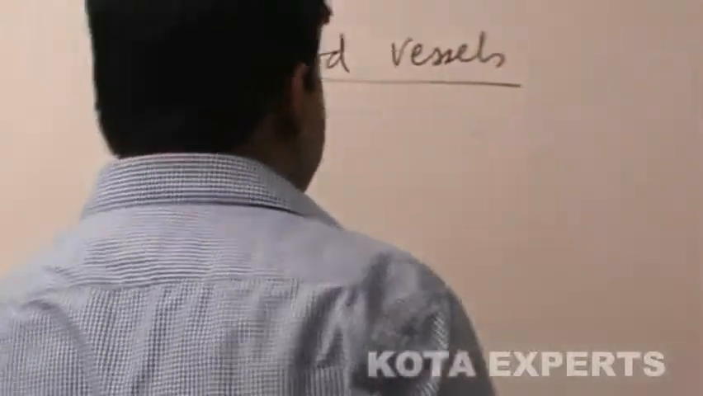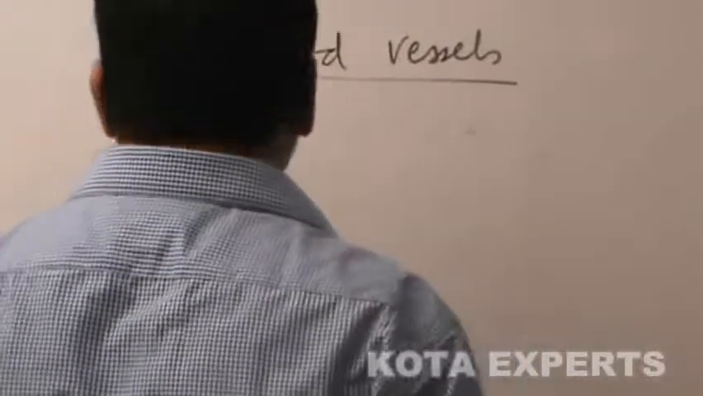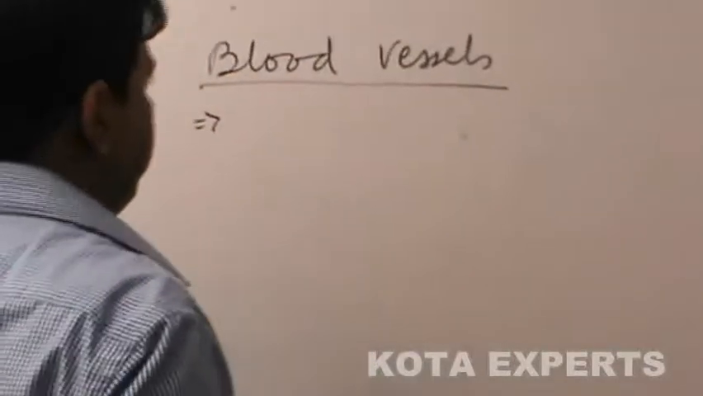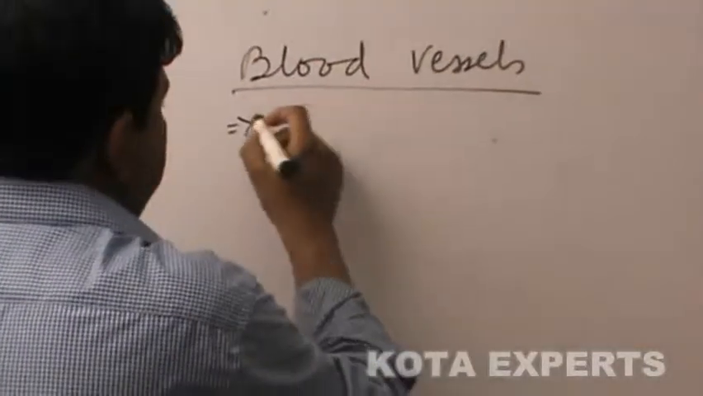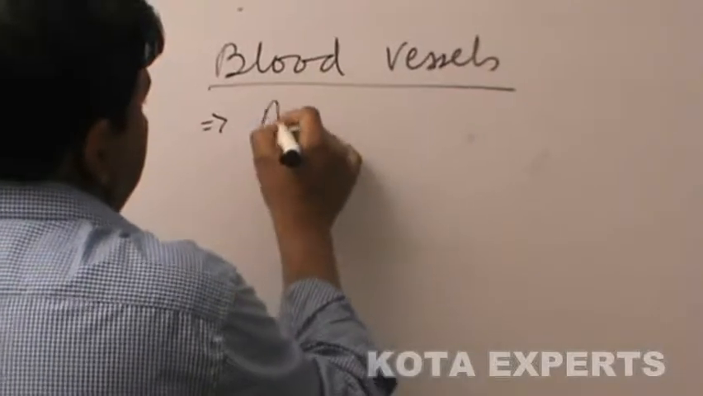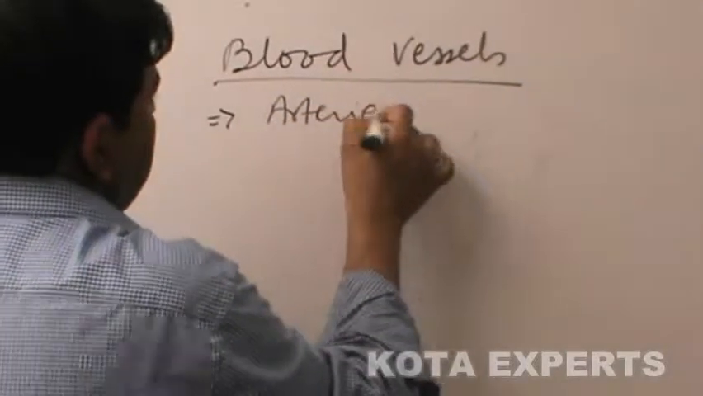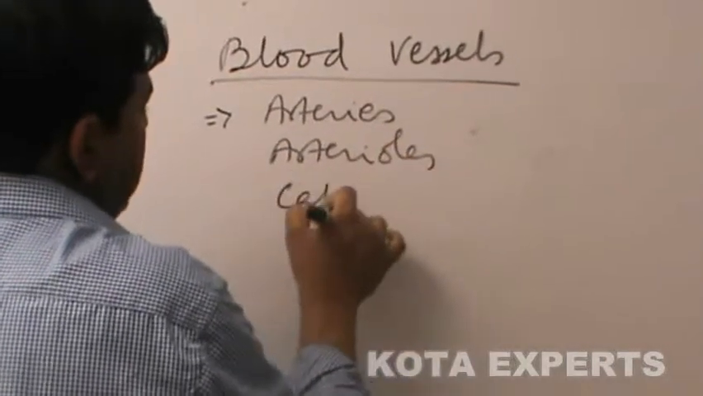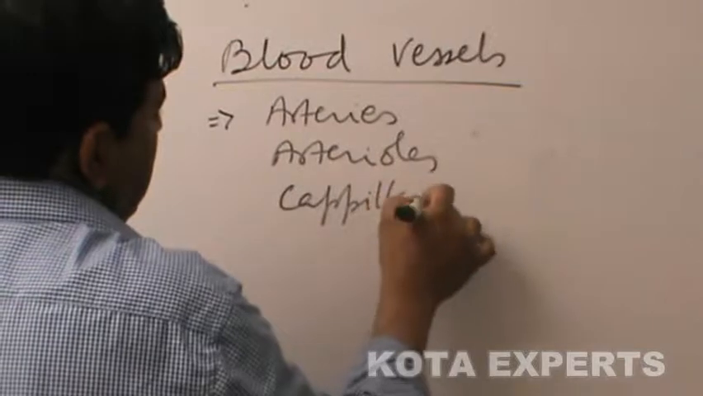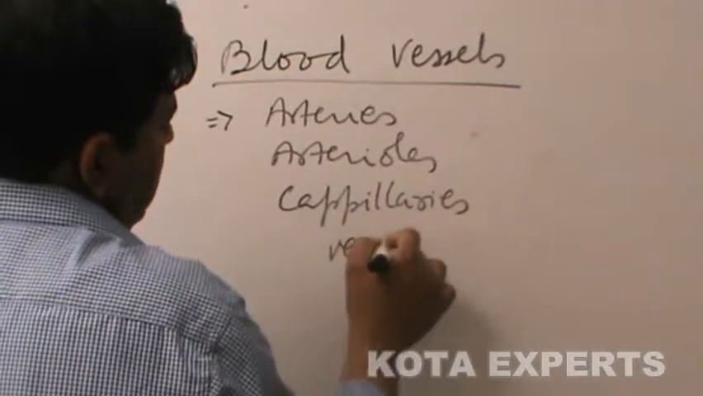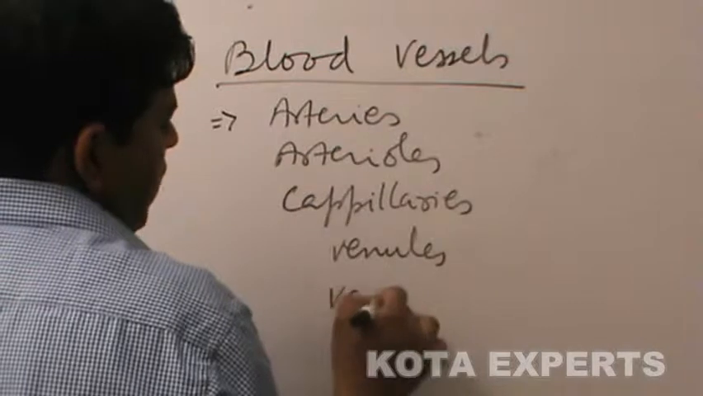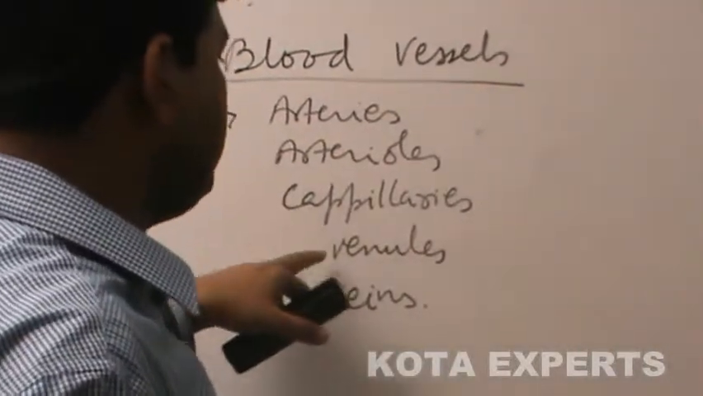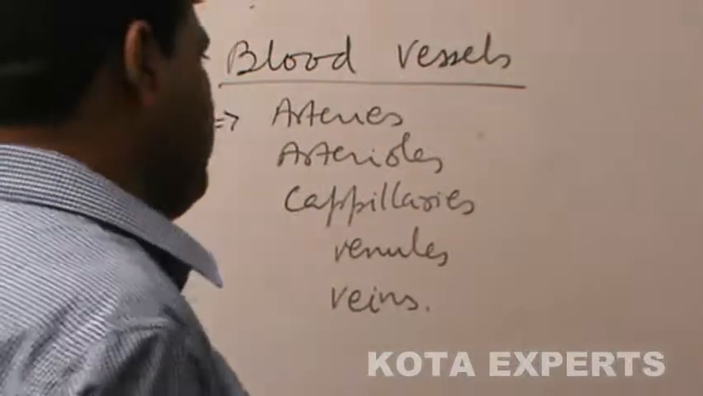What is this? Blood vessels. So blood vessels of many types, but important ones are arteries, arterioles, capillaries, venules and veins. Arteries, arterioles, capillaries, venules and veins.